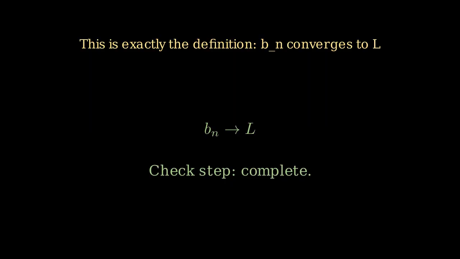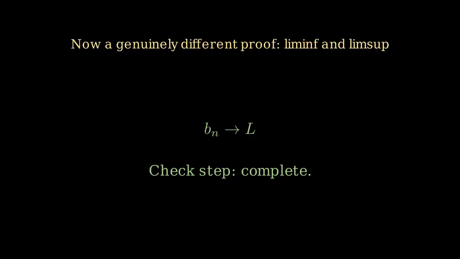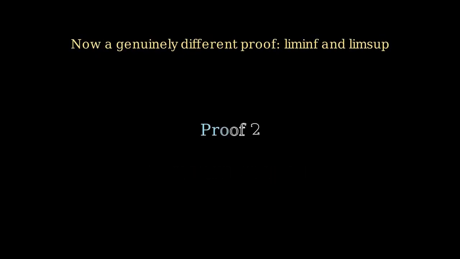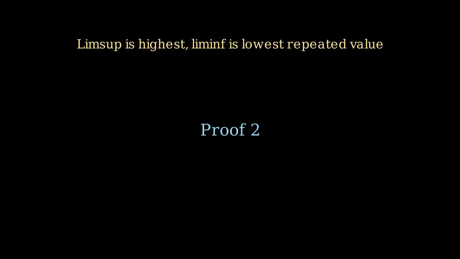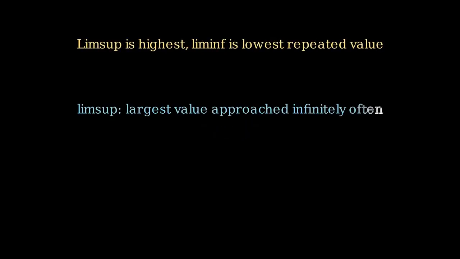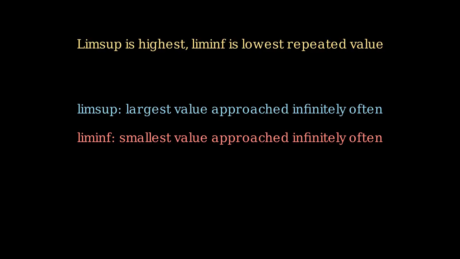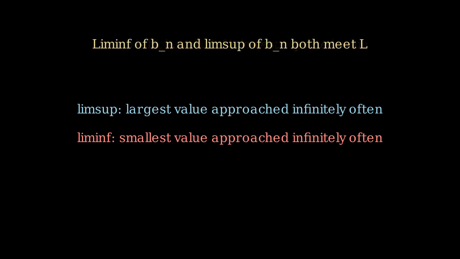Check step. Notice the whole argument rested on squeezing from both sides, using one shared far enough along point, so the proof is complete and consistent. Now let us switch to a genuinely different proof method, using limit superior and limit inferior rather than chasing epsilons directly. Recall that limit superior of b sub n is the largest value that b sub n keeps approaching infinitely often, from above, and limit inferior is the smallest such value, from below.